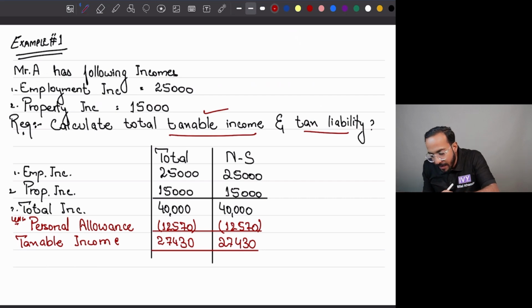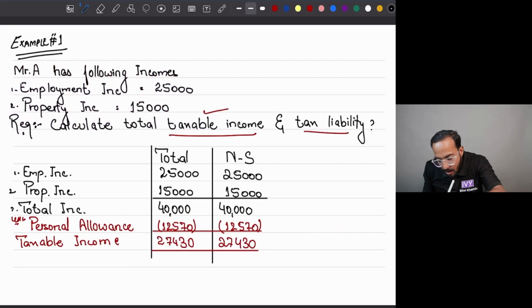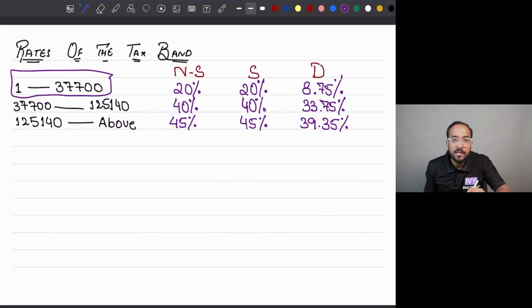Now we are going for the second requirement. Now be focused over here. Let me ask you a simple question. Your taxpayer status, Mr. A's taxpayer status. Sir, Mr. A's total taxable income is less than 37,700, so he is a basic rate taxpayer. Yes, correct. And the non-saving income falls under this band, and under this band, the non-saving percentage is 20%.